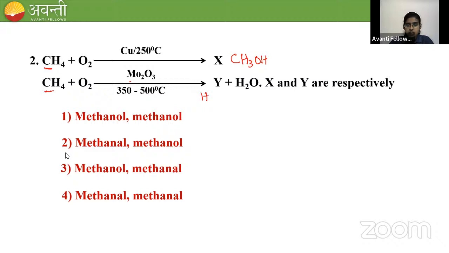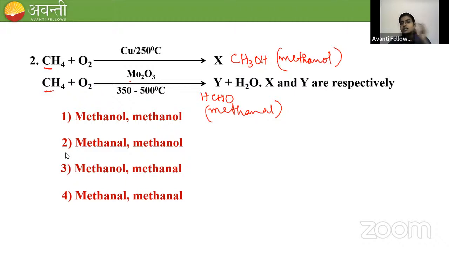So which is nothing but HCHO. Okay, methanol. So this is called methanol since it is an aldehyde. And CH3OH is methanol. Got it? So X is methanol, Y is methanol.